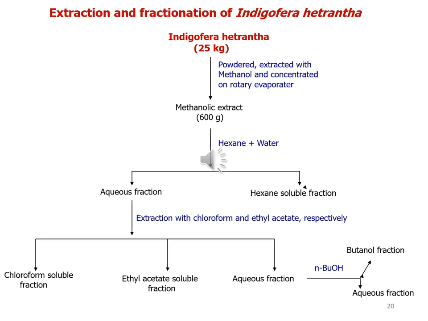The methanolic extract is partitioned between hexane and water, and we obtain 2 further fractions, that are the aqueous fraction and the hexane soluble fraction. The aqueous fraction is further extracted with chloroform and ethyl acetate respectively, and we obtain the chloroform soluble fraction and the ethyl acetate soluble fraction. The aqueous fraction at the end is further extracted with a highly polar solvent, that is n-butanol, and we obtain the butanol fraction and the aqueous fraction. In this way, we obtain a total of 5 fractions on the basis of increasing polarity of the organic solvents. These fractions are the hexane soluble fraction, chloroform soluble fraction, ethyl acetate soluble fraction, n-butanol fraction, and the aqueous fraction.